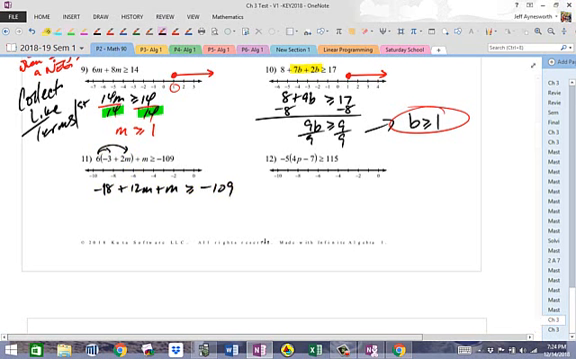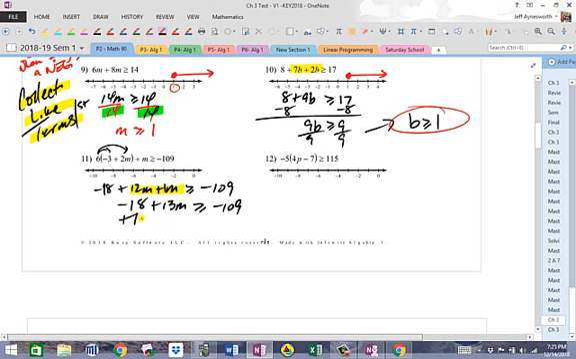All right, combine like terms again. Look at this. 12 and 1 is usually 13. There's a 1 there. 12m plus 1m is 13m. So negative 18 plus 13m greater than or equal to negative 109.